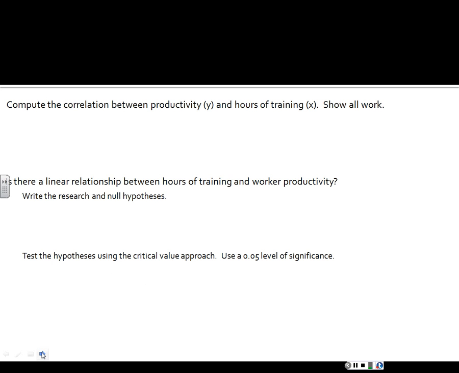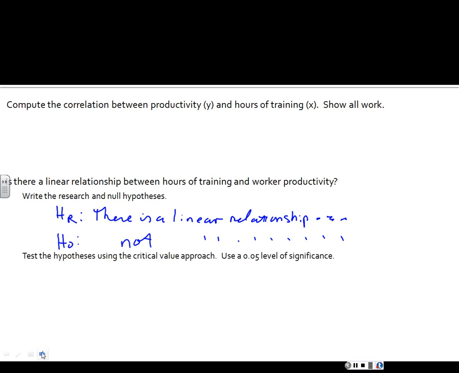So anyway, we get down to, we've already got the correlation. So is there a linear relationship? We're going to write the hypotheses. HR is there is a linear relationship between hours of training and worker productivity. And HO, there's not a linear relationship between hours of training and worker productivity.